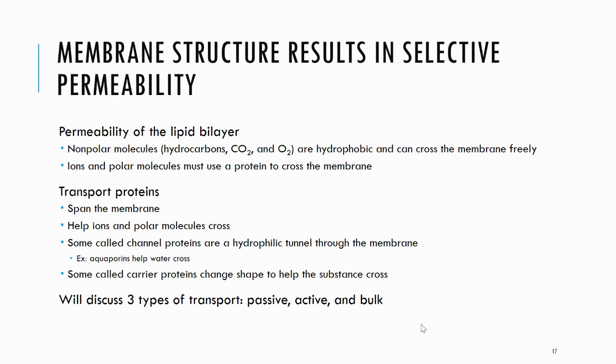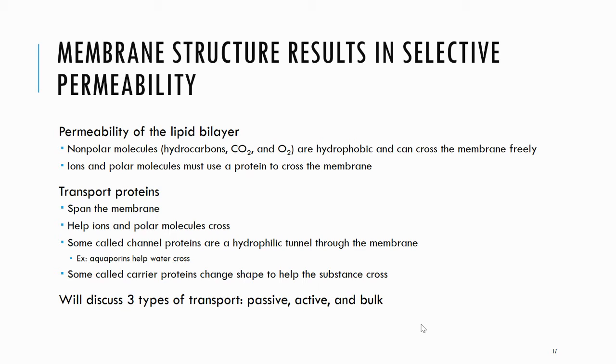Moving on to the permeability of the bilayer. The membrane is selectively permeable, which means that only some things can go in and out. Nonpolar molecules like hydrocarbons, CO2 and O2 are hydrophobic, and they can cross the membrane freely, meaning they just squiggle their way through the phospholipids.